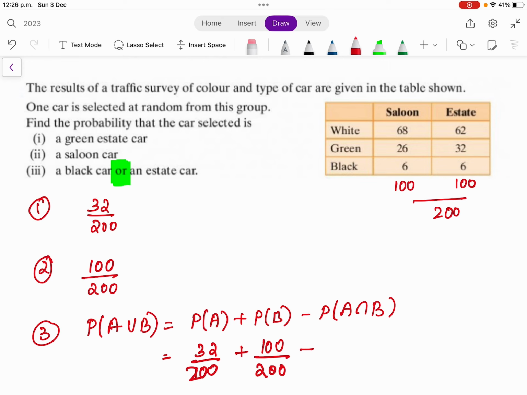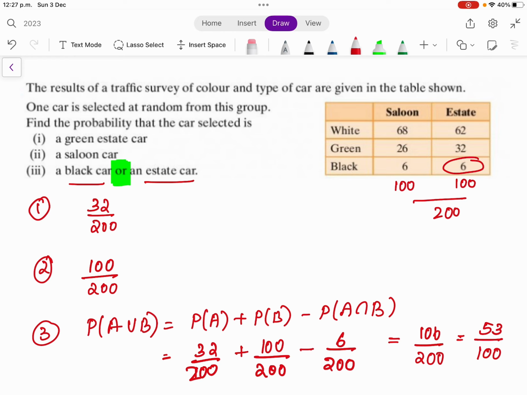A intersection B means black car and an estate car. So what is the probability of a black car and an estate car? It is 6 over 200. Then you can simplify this and you will get 106 over 200, or you can further simplify it as 53 over 100. Okay, so whenever you see an or in the question, you have to check whether it is a mutually exclusive event or a not mutually exclusive event. Okay, let's try one more question.